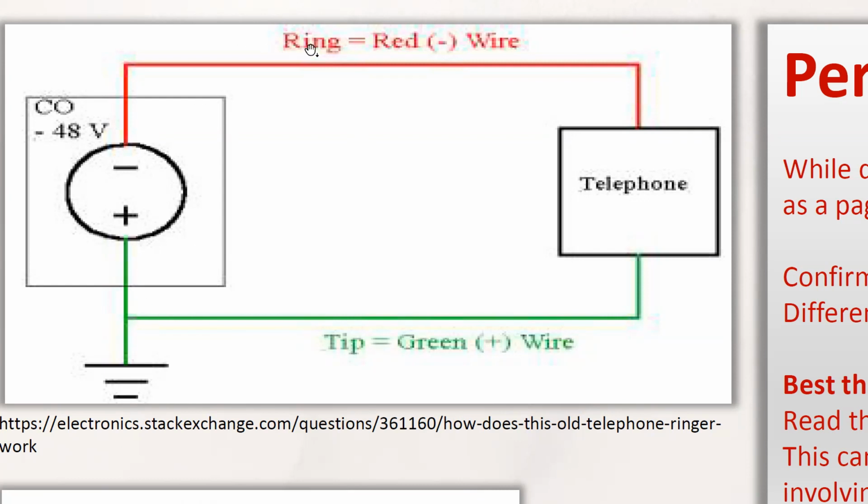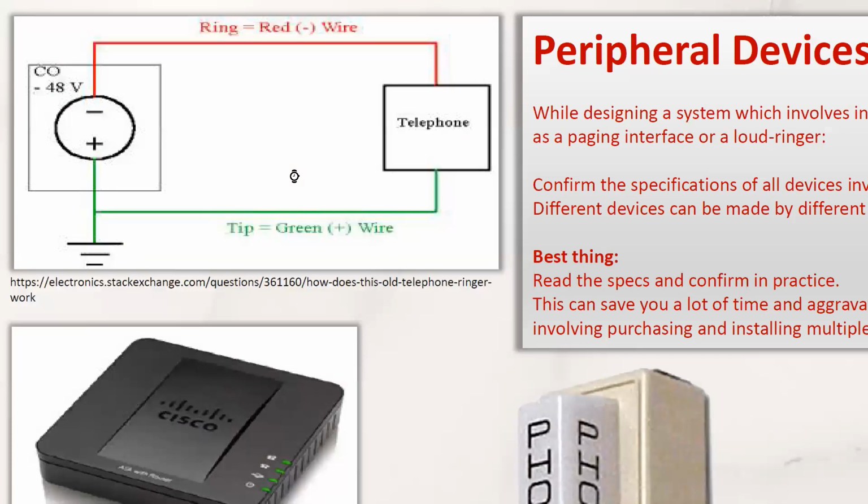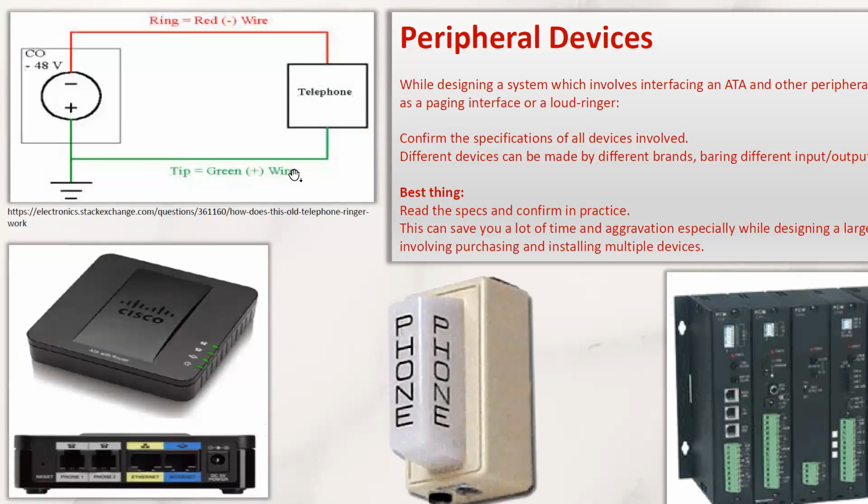Right? All right, so that's tip and ring. As far as the voltage, it is negative 48 volts DC. Right? Plus and minus. When there's a ring, there's a 90 volts peak to peak imposed on the tip. Right? All right.